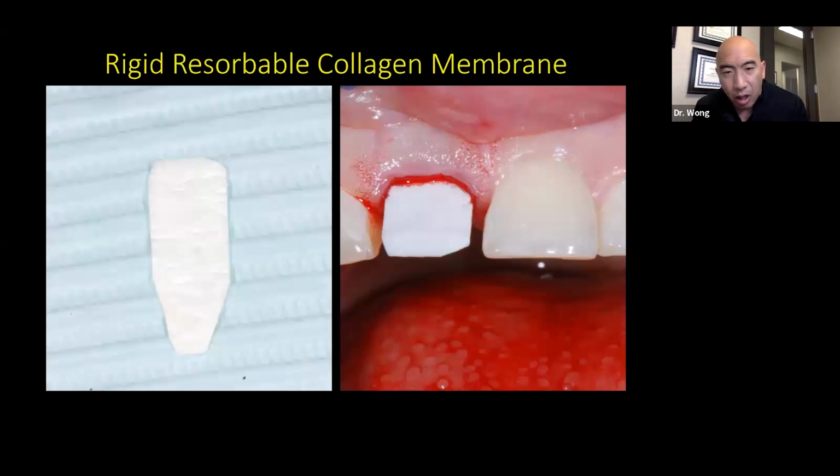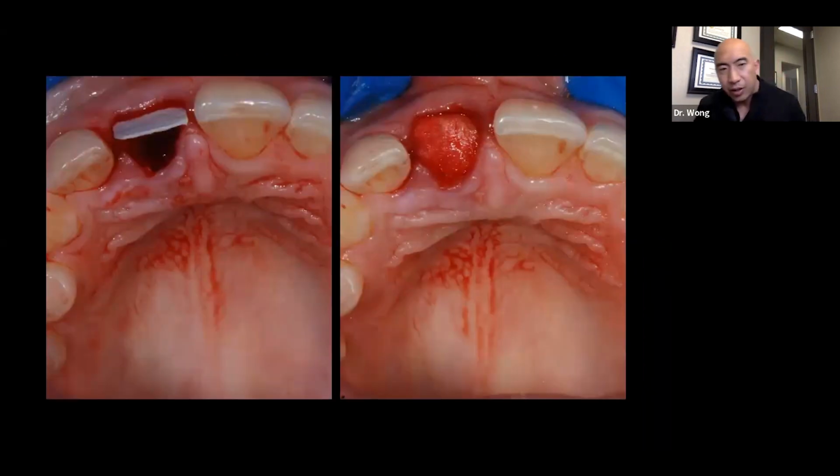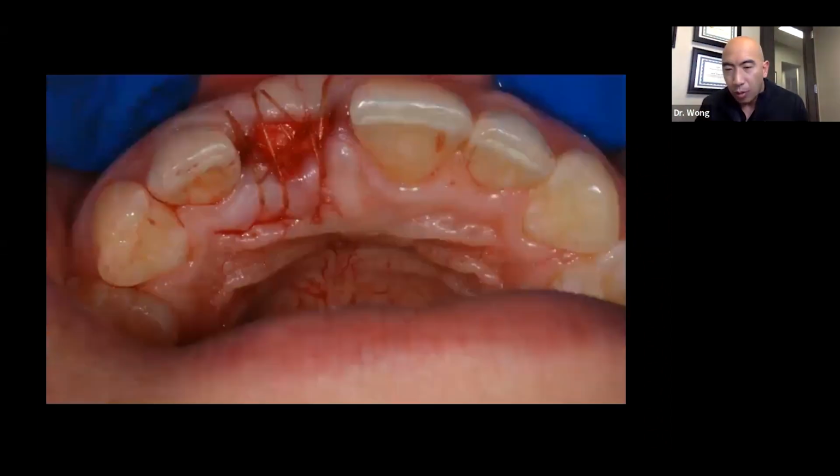Here's your ice cream cone membrane. It's Memblock from BioHorizons. It's both rigid and it lasts 16 to 20 weeks. We're going to stick that into the socket, graft the socket, and then fold the ice cream portion over and suture it up with chromic gut. You don't need primary closure. For the purposes of today's webinar, you do not need primary closure at all.